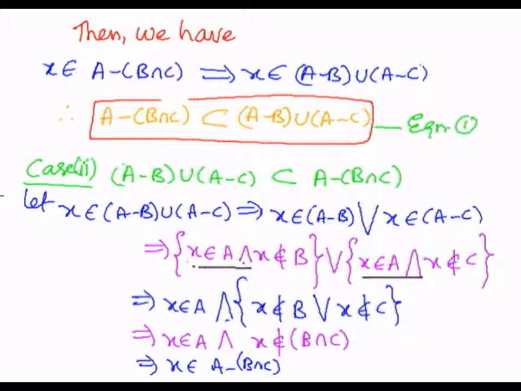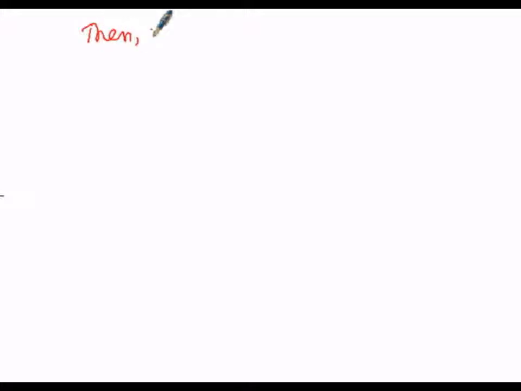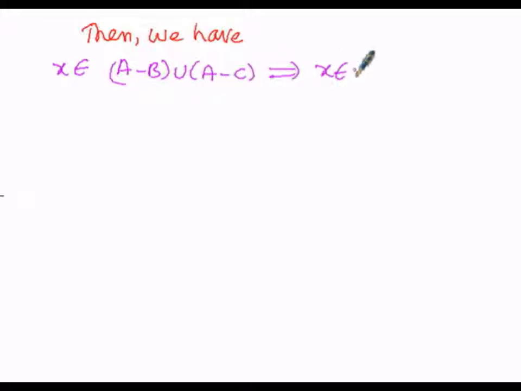Then we have the next logical step: x belongs to A minus B union A minus C implies x belongs to A minus of B intersection C. So from this it is clear that x is an element which is present in the LHS set, that is A minus B union A minus C, and the same element x is also present in the right hand side set, that is A minus of B intersection C. That means the elements present in the LHS set are also the elements of the RHS set, therefore LHS will be the subset of RHS.